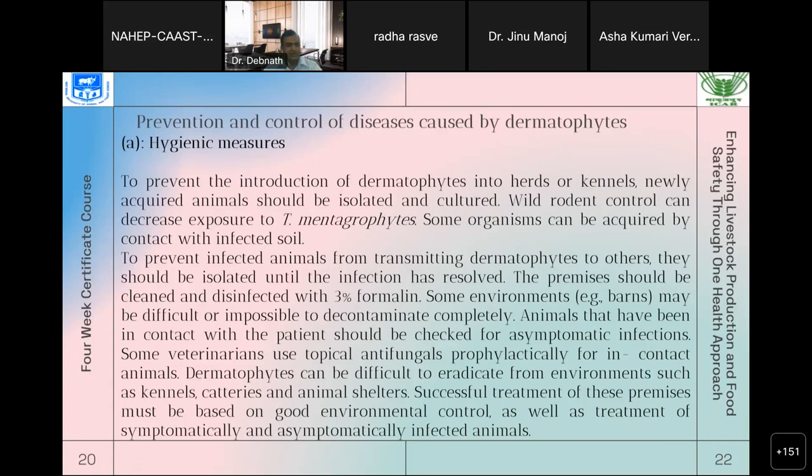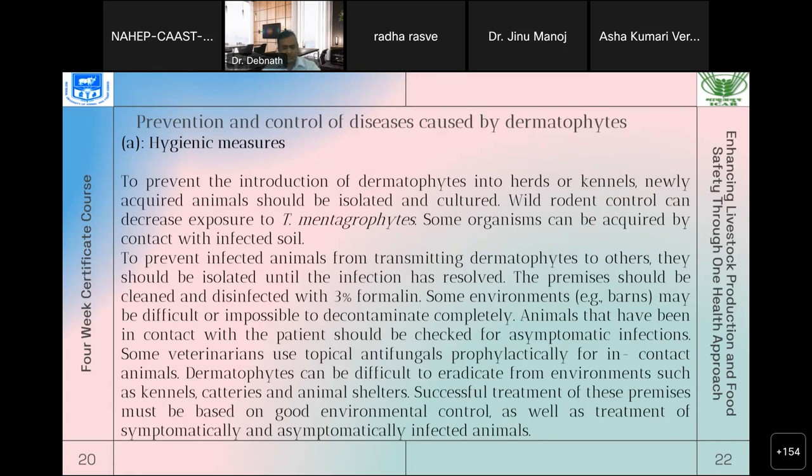The premises should be cleaned and disinfected with 3% formalin. So 3% formalin is good for removal from non-animate surfaces. Some environments may be difficult or impossible to decontaminate completely. Animals that have been in contact with the patient should be checked for asymptomatic infections. Some veterinarians use topical applications prophylactically for in-contact animals.